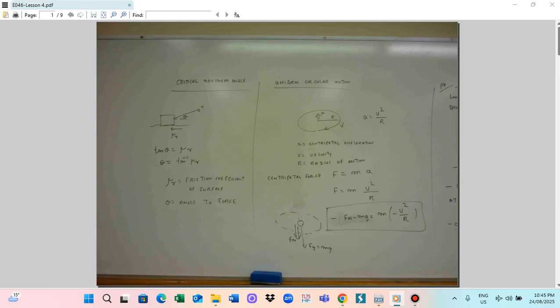Now today's lesson is uniform circular motion. μR is the friction coefficient of the surface, and theta is the angle to the force. So in this way we can also calculate. And the next topic is uniform circular motion.